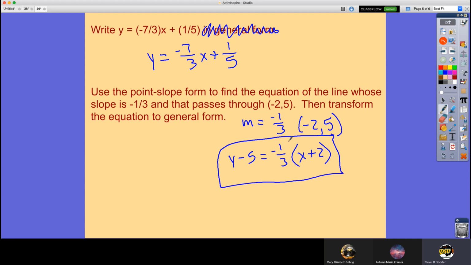On a test, on a quiz, I will always ask you to just write the equation of the line. I don't care which way you write it. Is that fair? In the homework, you're just going to have to remember that. Just give me the equation of the line.